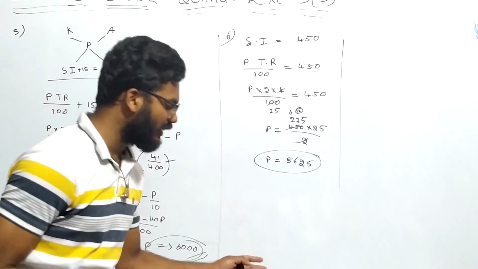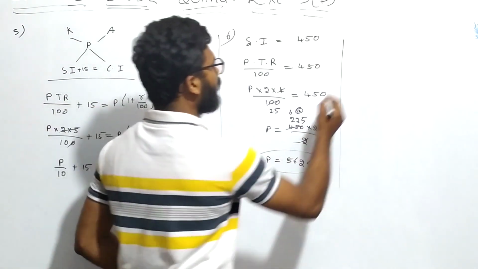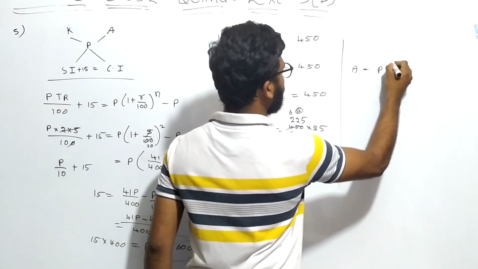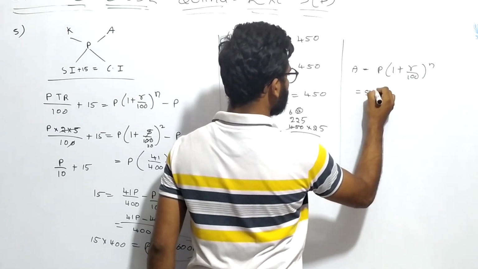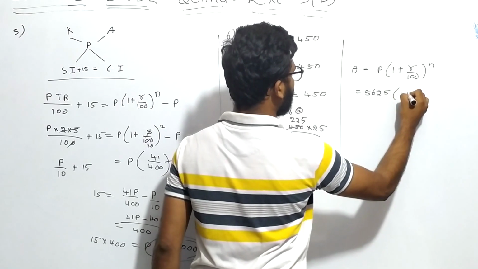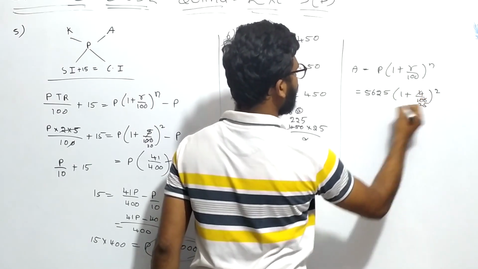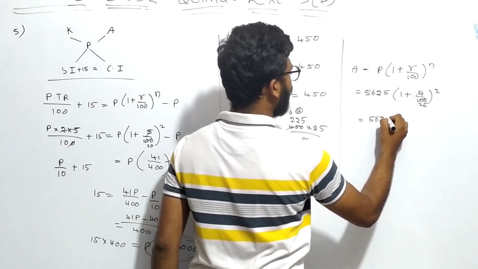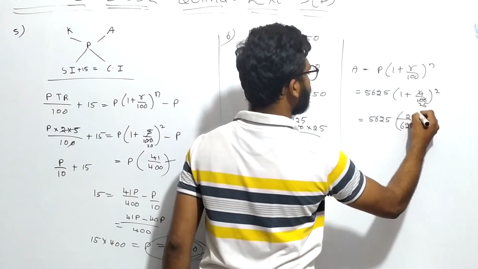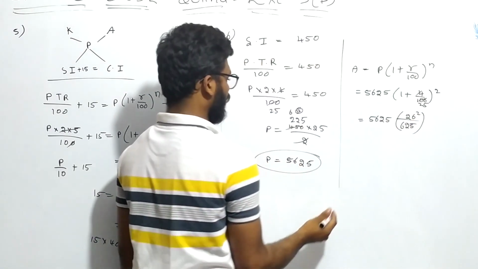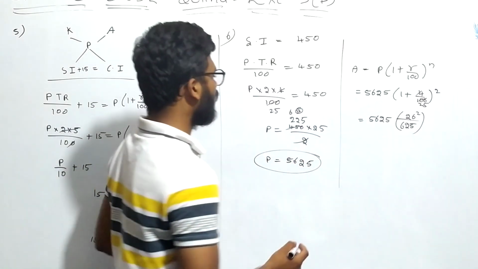Now I have to find the compound interest on the same sum at the same rate. So for compound interest, first I am writing the amount: P into 1 plus R by 100 whole power n. So 5625 into 1 plus 4 by 100 whole square. 4 1 is 4, 25 plus 1 is 26. So 5625 into 26 by 25 whole square. So 26 square by 625. See here, it cancels with 25. If I cancel, we will get 225, right?